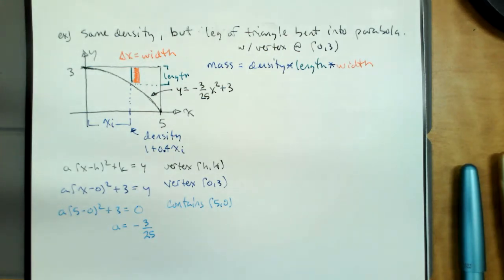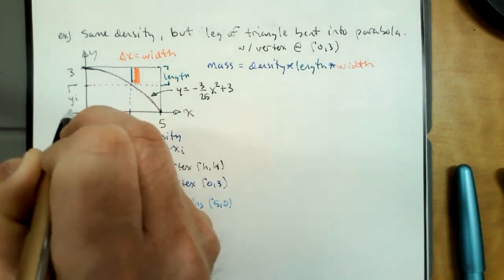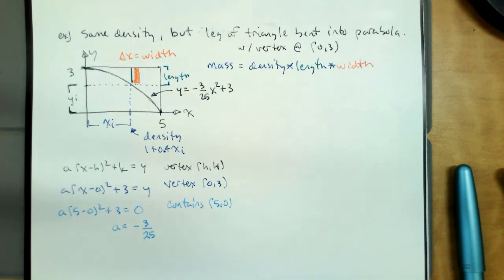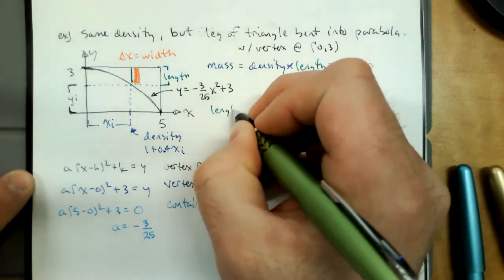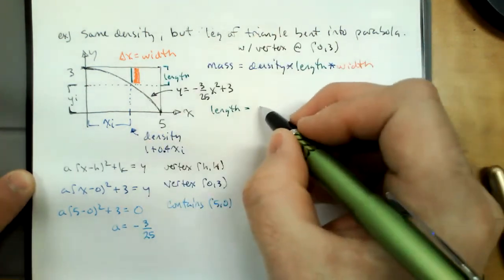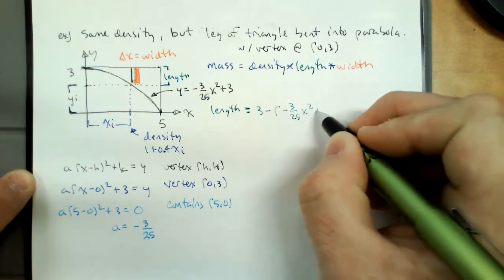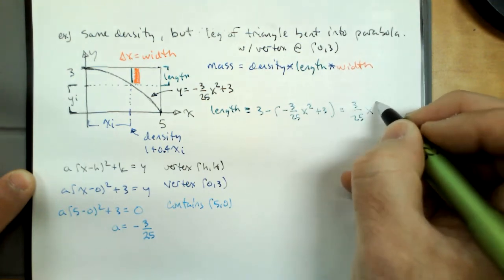Now that's not what I'm going to use for the length. That's just the equation for this parabola. That distance is this y, this distance. And I don't want that piece, that's open space. I want the distance from 3 down to that piece. So our length is going to be 3 minus the parabola, which we could simplify to just be 3/25 x squared.